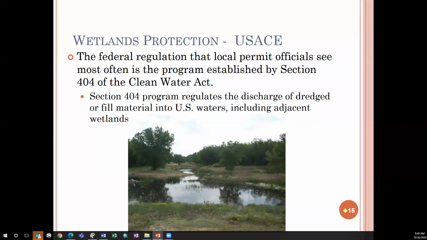So you can have a flowing stream, enough velocity that wetlands haven't established, you still can't fill that without a 404 permit. You can't impact it without a 404 permit. And the 404 extends to adjacent wetlands, and that's where a lot of the discussion on 404 permits really centers.